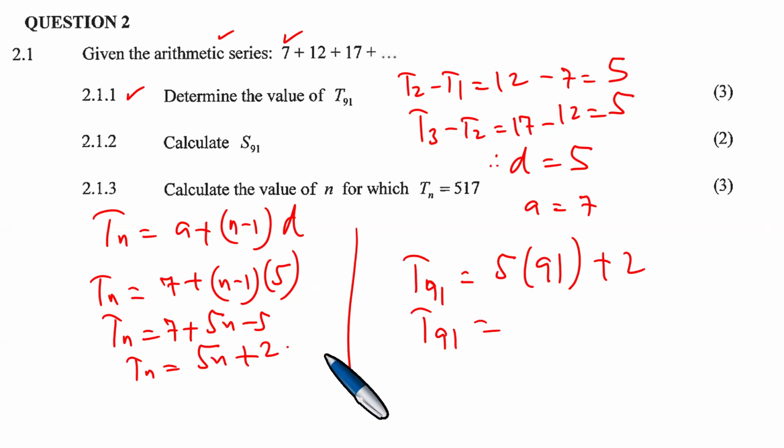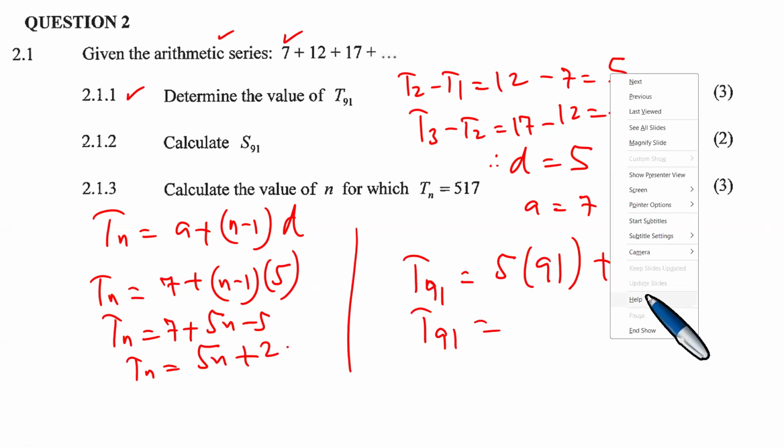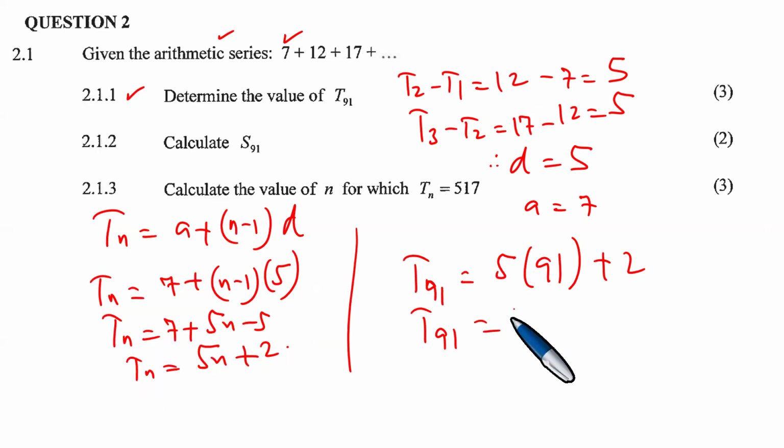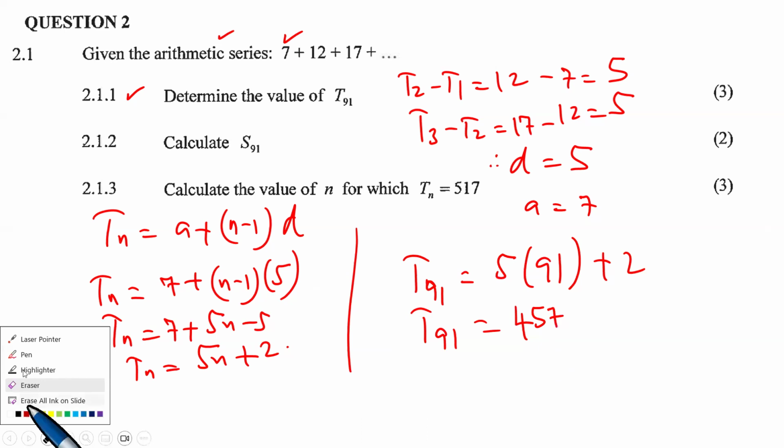We use our calculator to do this in the exam, and we're going to use our calculator here. If we have 5 times 91, and we're adding 2 to that, we can see the result is 457. So 457 is the answer there. It's something that you need to take note of. So we move to the next point.